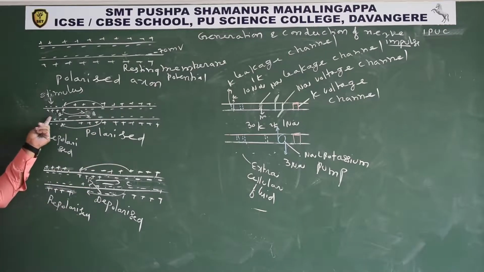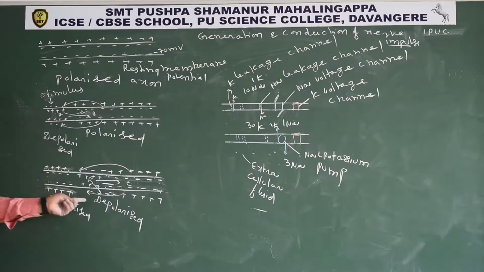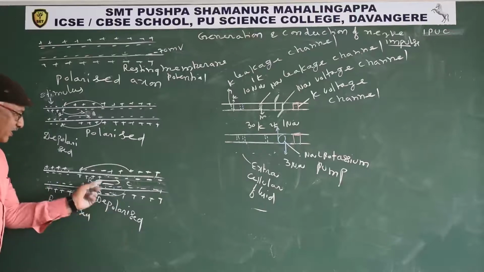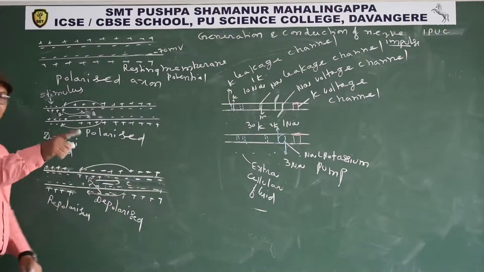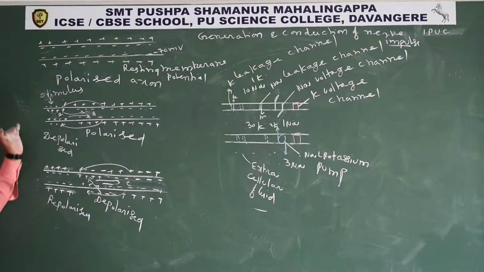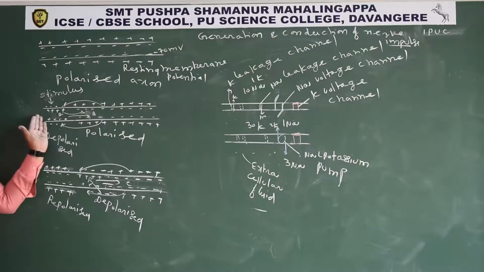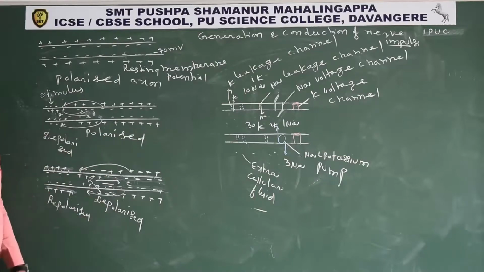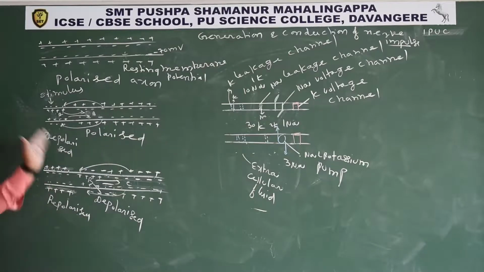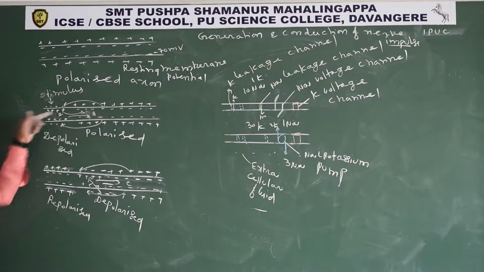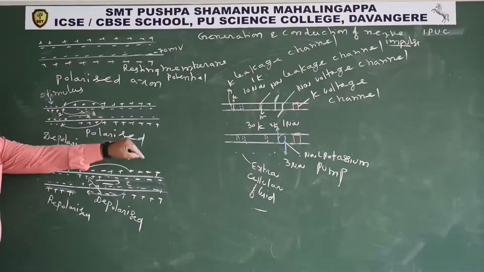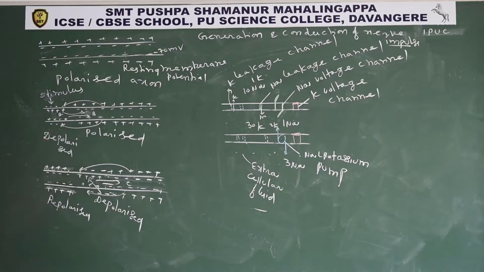Here in the A part the inner side is electrically positive, in the next diagram the B part is electrically positive, in the next diagram the C part, D part, in this manner. So depolarization or action potential conducted from one end to another end is known as nerve impulse. Along with depolarization, information or message is transmitted from one end to another end of the axon.